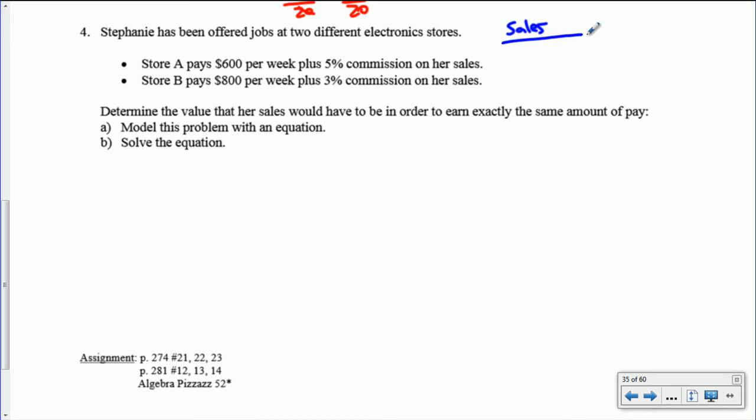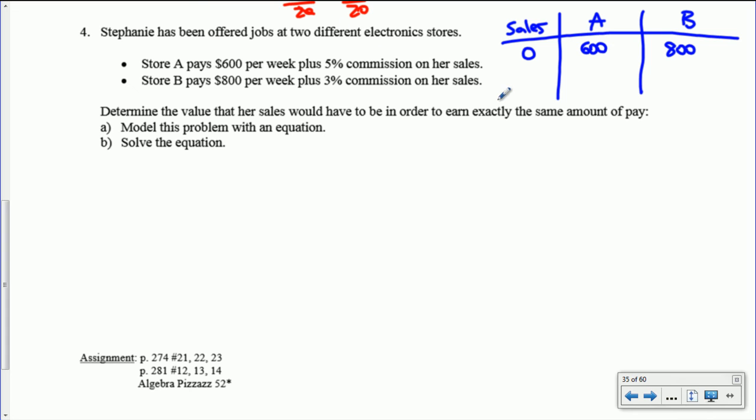Let's see. So sales is a factor here. Store A, store B. So if I made 0 sales, I would get paid $600 in a week at store A. And if I made 0 sales at store B, I would get paid $800. So if I was planning not to sell anything, or maybe it's not a very popular store to shop at, it might be better to go with B. But if you're planning on getting commission, that might change.